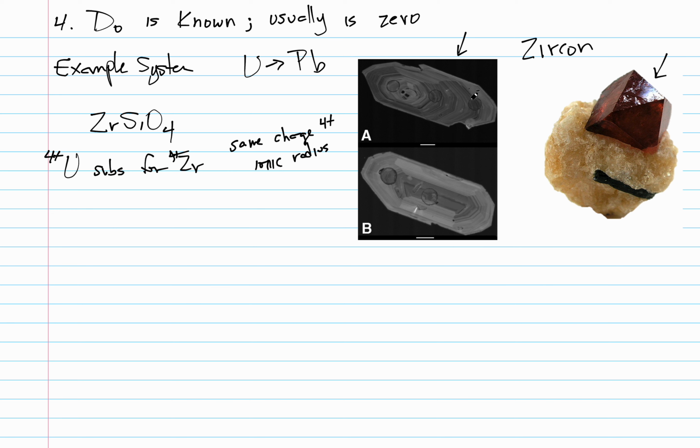And what's interesting, you can see these various tree rings. And so zircon is growing with time like a tree, and it's incorporating uranium at different amounts as it grows. And we're going to measure that with a mass spectrometer.